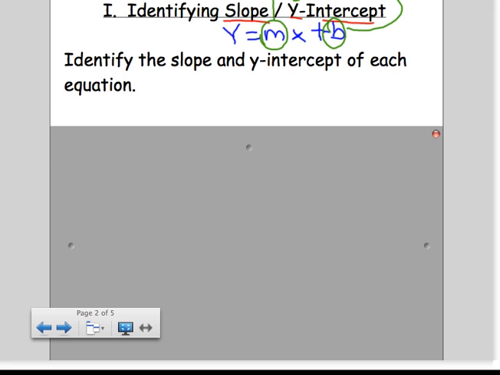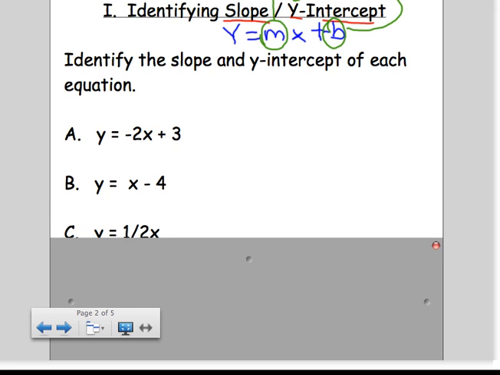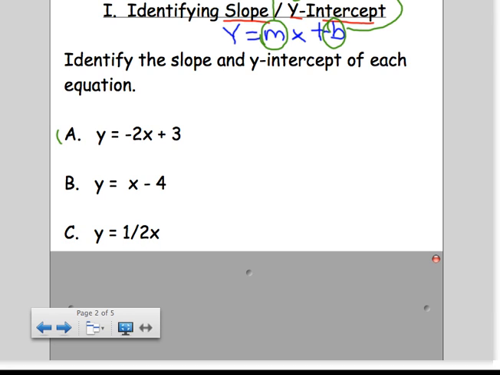So, starting with these examples, equation A, y equals negative 2x plus 3. I can see that the coefficient of x is negative 2, that's m, and that the constant is 3, that's b. So what that's telling us is the slope of this line is negative 2, and when I graph it, I know that it's going to actually be negative 2 over 1, and the y-intercept is 3. And at this point, that's all I'm asking for, is to identify the slope and the y-intercept.